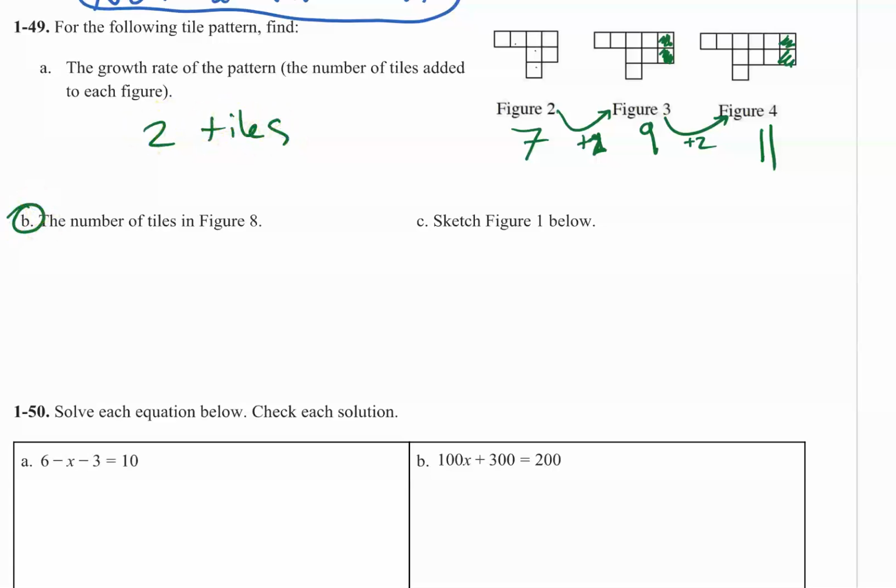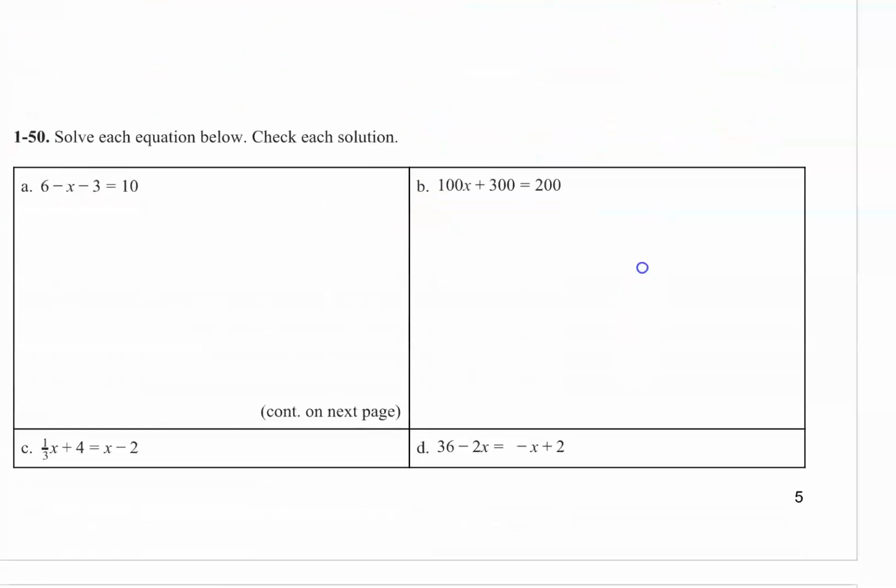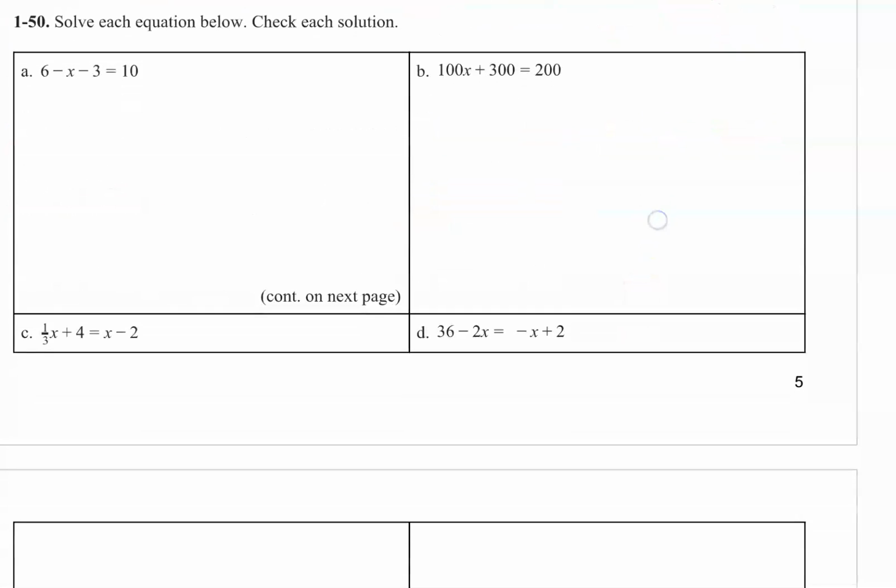Alright, I'll let you guys figure out B. And actually C doesn't seem too bad, so give it a shot. Let's go on to 150. Okay, for 150, we're trying to solve these equations. This one has some fractions. I'll help you out with that one. And then, what else can we do?